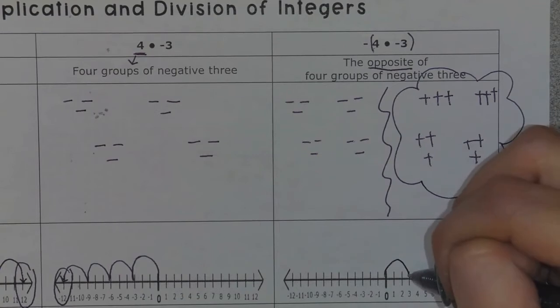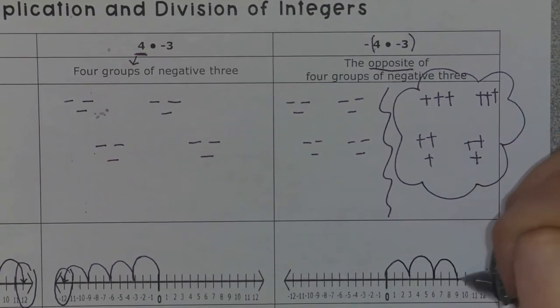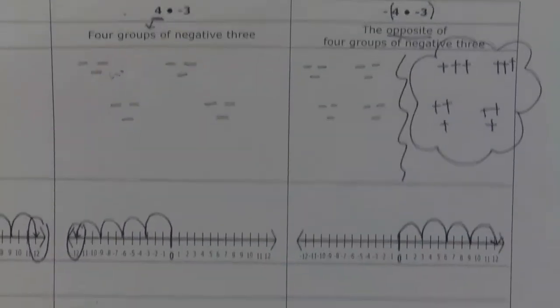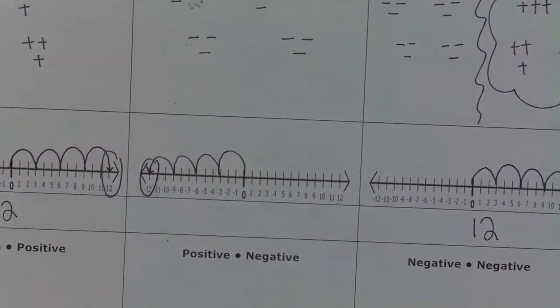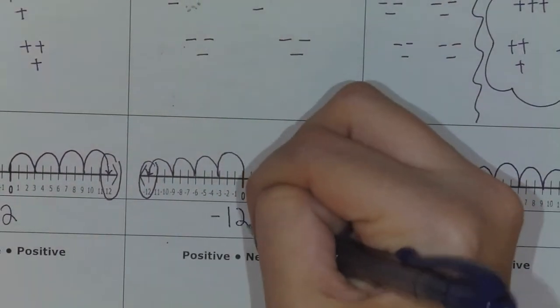So my bunny's going to hop those 4 times, 3 spaces, and I get a value of +12. Oops, looks like I forgot to fill that in here. Whoops, that should be -12.